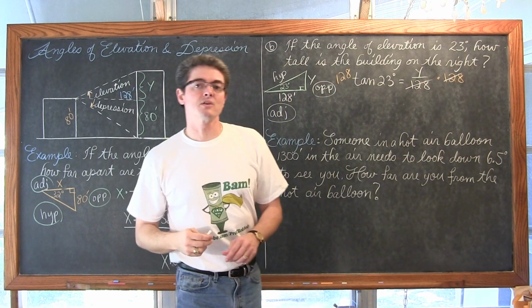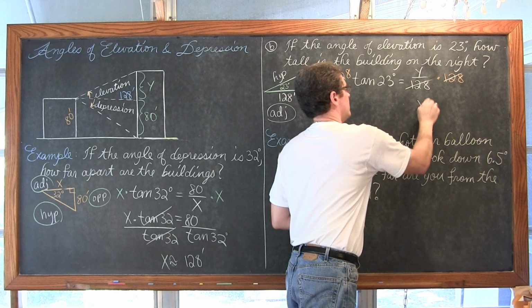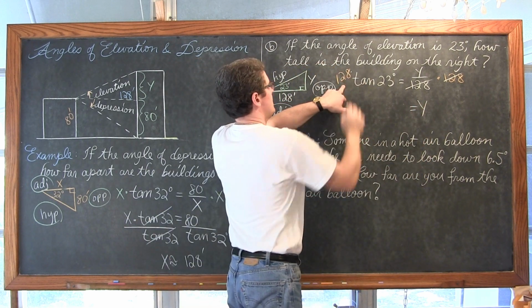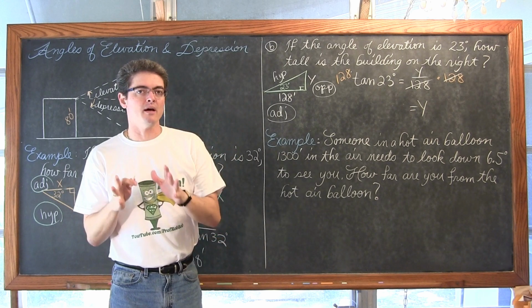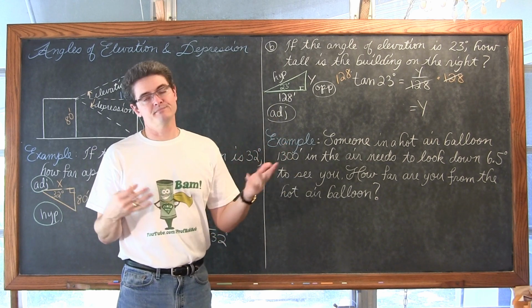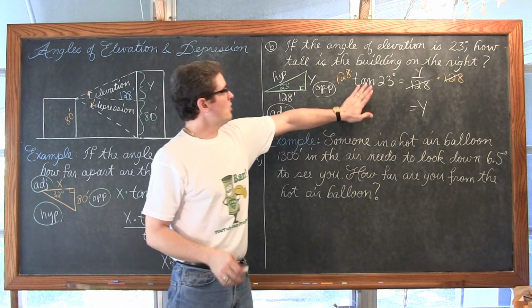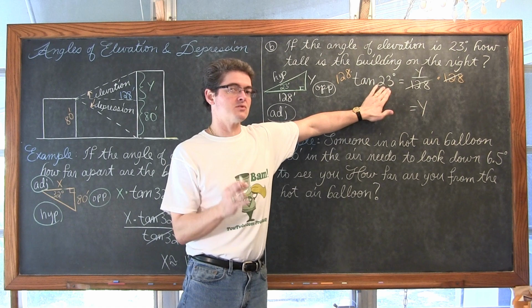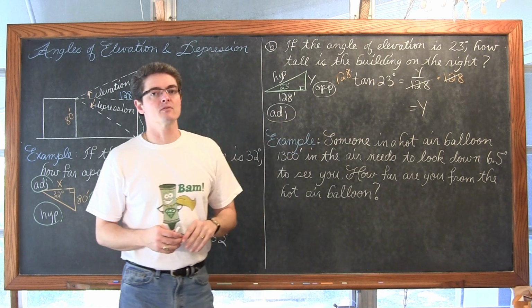That multiplication and division cancels out, and we get y is equal to 128 times the tangent of 23. Now, you're going to put it in the calculator, well, depends what kind of calculator you have. You want to do the tangent of 23 degrees. That's the size of the angle. Find that answer first and then multiply by 128.